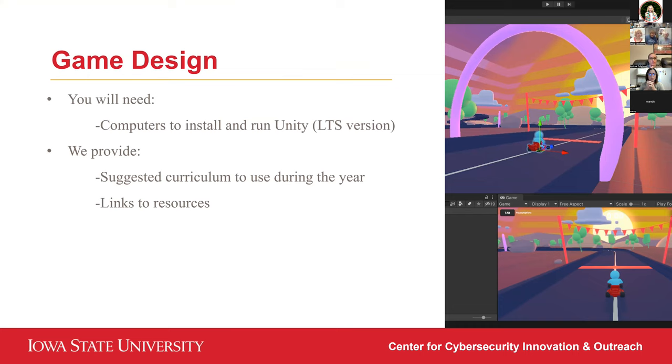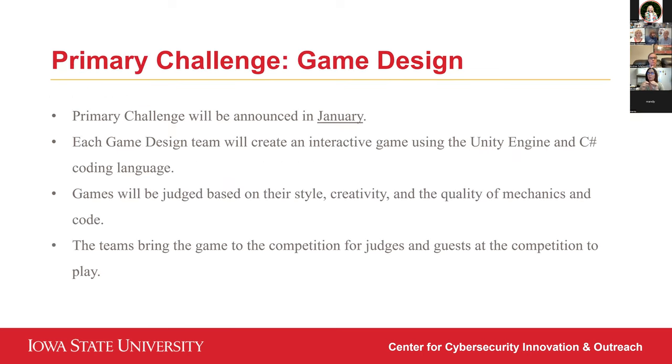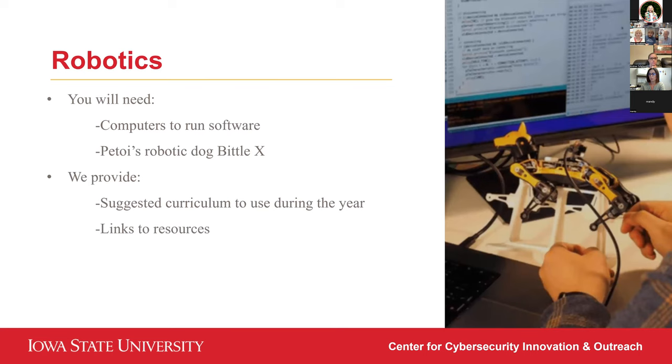We set out some challenges for them, but then we also linked them to some other online resources as well. So we'll heavily use the Unity resources made for beginners. They'll have easy access to videos, content, just about everything they need to get a handle on things. And then, of course, the primary challenge will actually be making a game from scratch. So in January, I'll go ahead and release the scenario. That's going to include all the information they need to make a full functional game by April. They're going to create this interactive game using Unity and C#, which is another coding language that Unity uses.